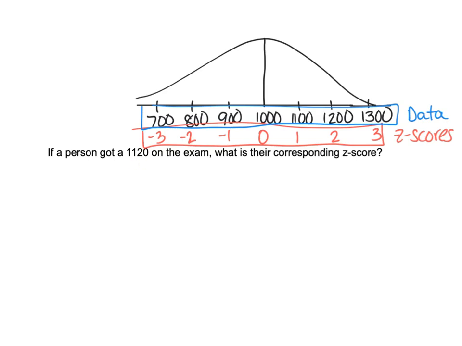So let's think. 1120 is going to be somewhere in here, right? This would be about 1120. And we want to figure out what that z-score would be. So we're going to use the formula.